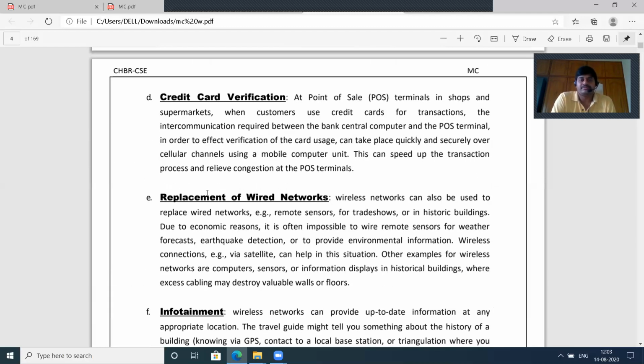Now coming to the next one, credit card verification. Credit card verification means, POS, you all know about POS, point of sale terminals. In every shop, such as supermarkets, there are point of sale terminals. When the customer uses the credit card for a transaction, intercommunication is required between the bank, the central computer and the POS terminal.